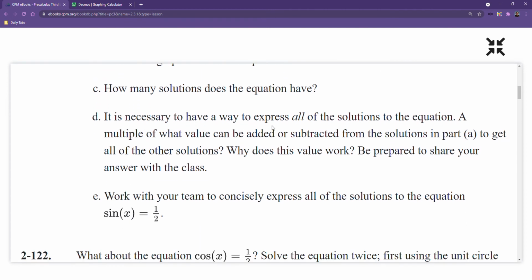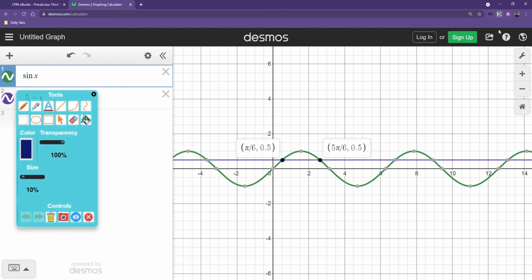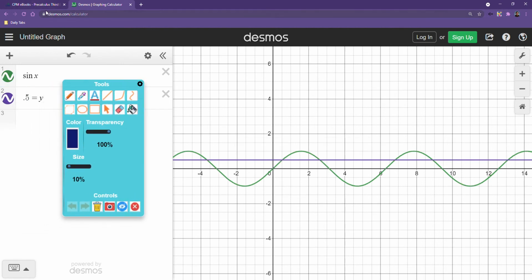Now, a way to express the solutions here, let me unclick these guys, and let me pull this back. Okay, we know, let me draw another circle here. Like that. This will be our unit circle right up there. So let's just pretend this is our unit circle.